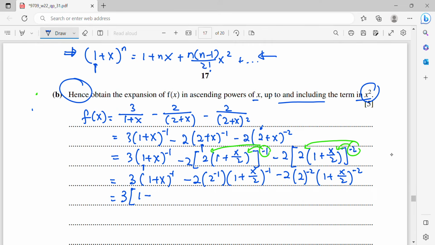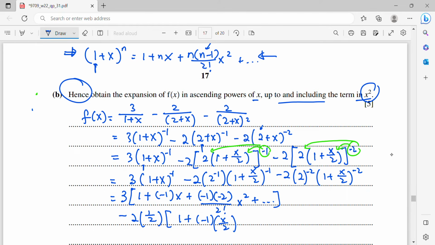So 1 plus my n is minus 1, so minus 1x, followed by minus 1, then n minus 1, so minus 1 becomes minus 2 over 2 factorial x squared, plus dot dot dot. Minus 2. This 2 power minus 1 is basically half. Then 1 plus the n is minus 1, the x is x over 2, then plus n minus 1 is minus 2 over 2 factorial, x over 2 squared.